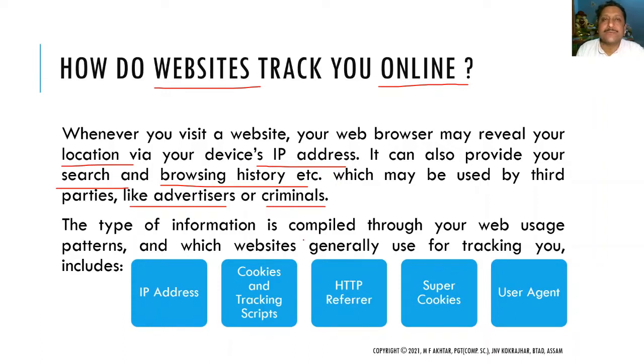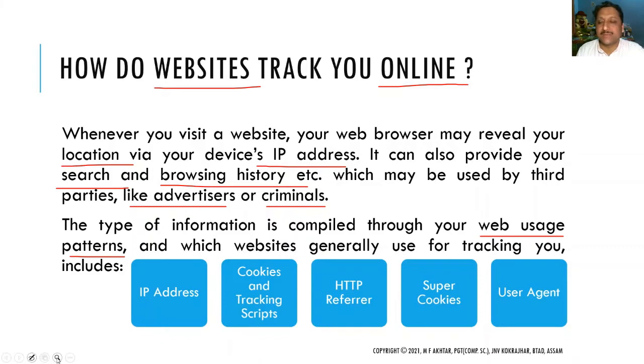This type of information is compiled through your web usage patterns, and websites generally use it for tracking. See here, when we browse, the pattern is noted by them, and they may use this information for their benefit, for advertising, or for criminals. Okay, so first we know what they can track.